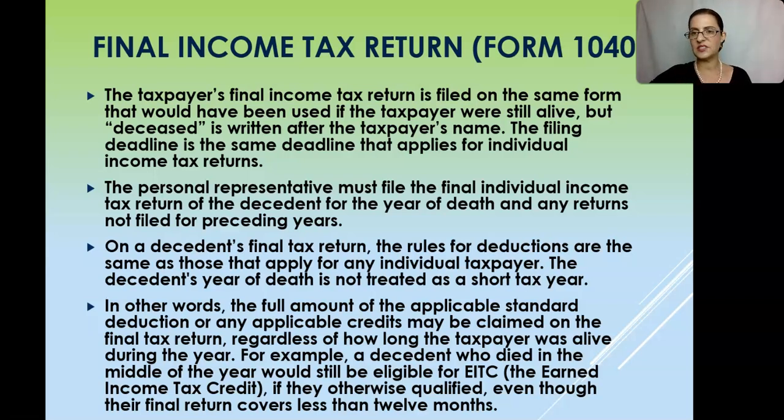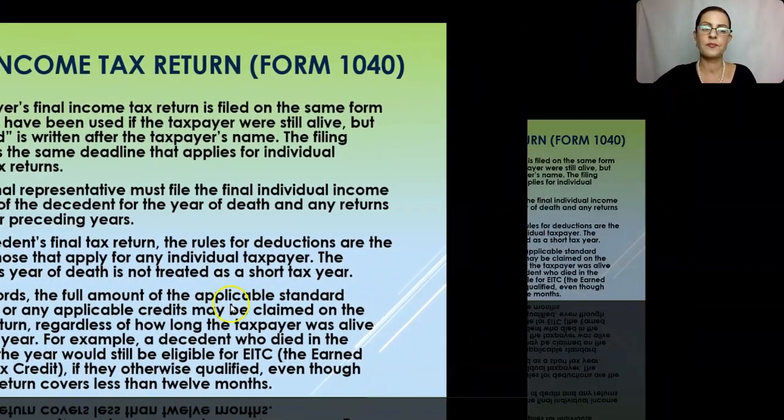A human, a natural person that has passed away, the deductions are the same. The standard deduction is the same. Everything's the same as it would have been for a living person. And if that person is eligible for the earned income tax credit or the child tax credit because they had children, then you just file it the same as you would for a living person. So the rules for deductions are the same that apply for any individual taxpayer, and the decedent's year of death is not treated as a short tax year.